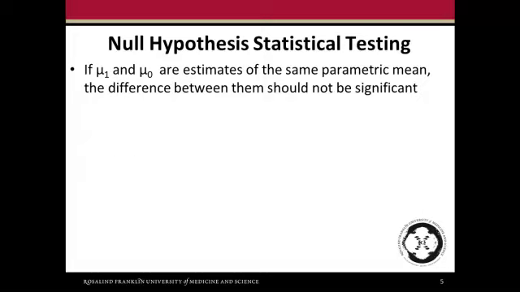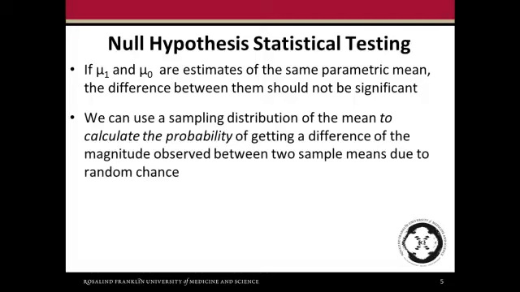And this is based in the thinking that if these two population means are actually estimates of the same overall parametric mean, right, the same population mean, then the difference between them should not be significant, right? There should not be very much difference between them. That should be unlikely. And so we can use a sampling distribution of the mean to calculate the probability, and this is where inferential statistics come in because they deal with probabilities, of getting a difference of the magnitude observed between these two sample means due to chance.